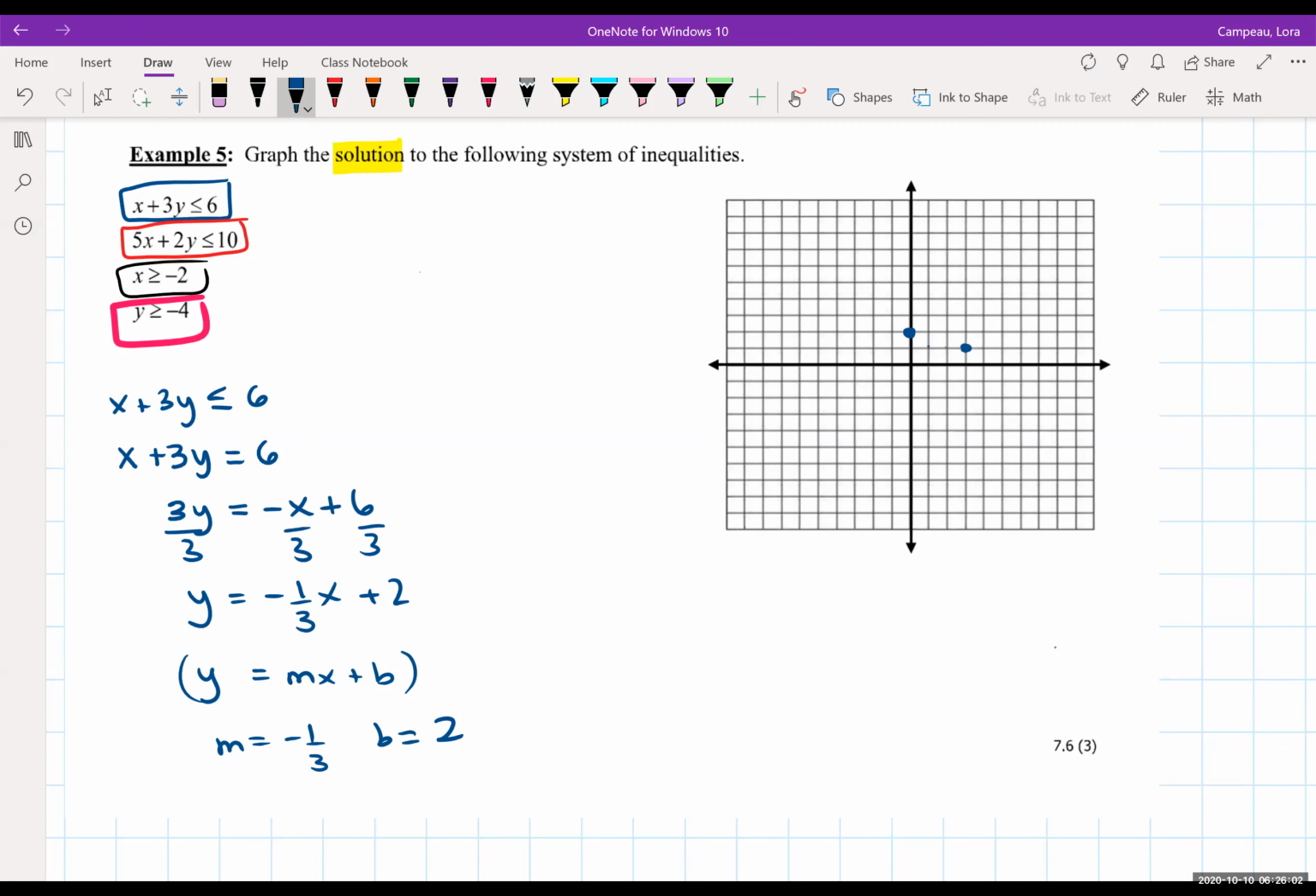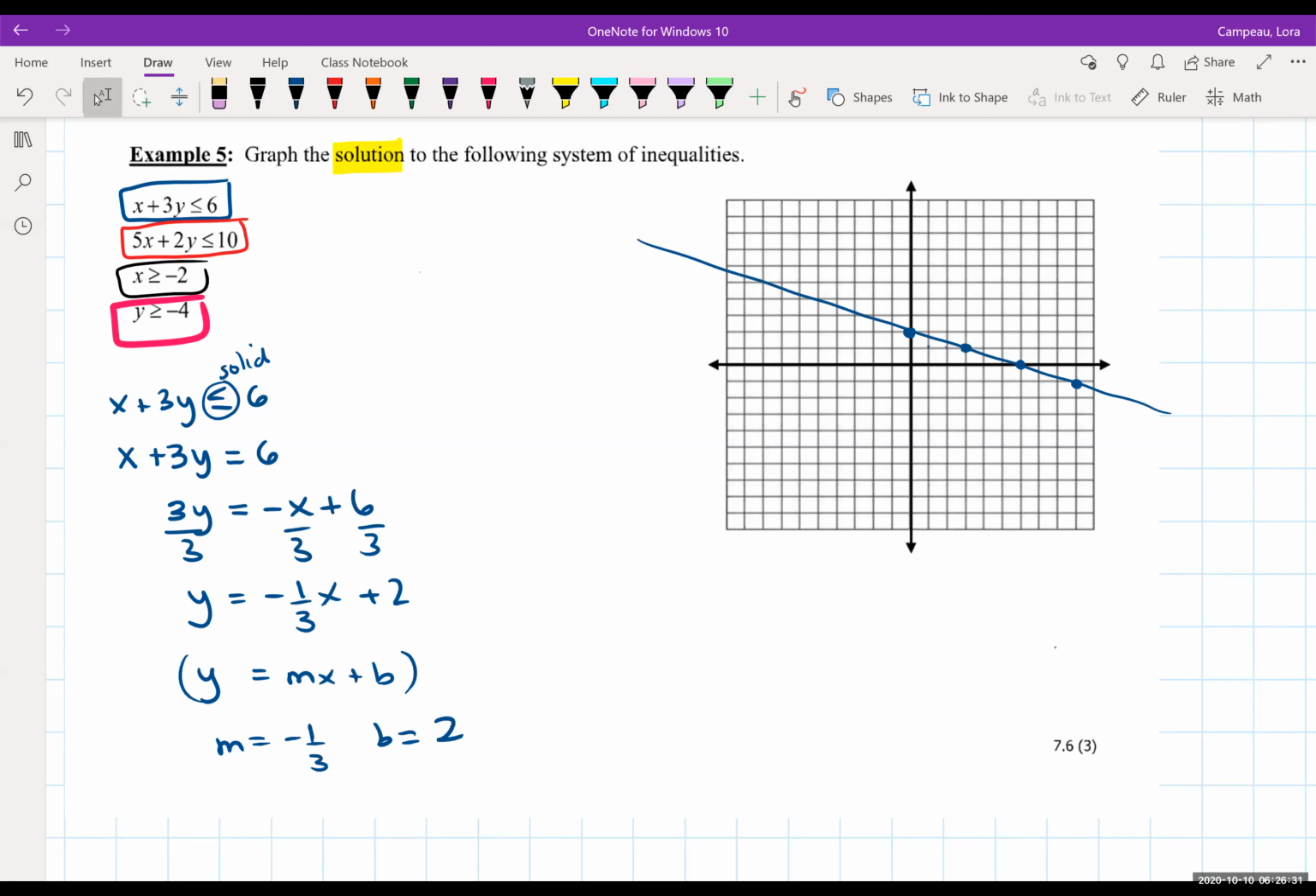And I can keep going if I want to be consistent or if I don't have a straight edge. Down 1, right 3, and so on. So we do have our line. And if you're going to connect it, we'd be using a solid line because of the inequality symbol. The best I can, I do have a somewhat solid line.